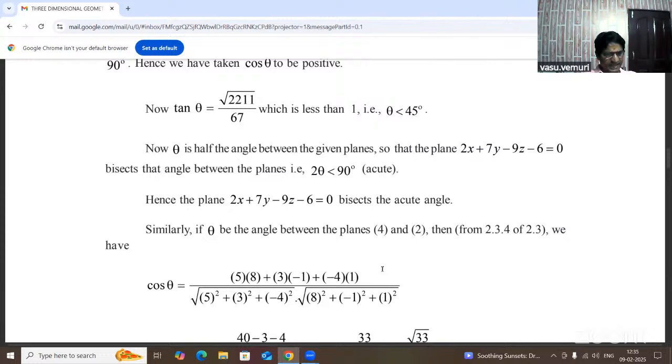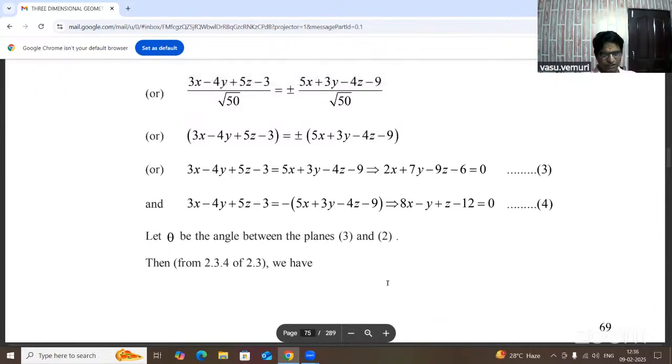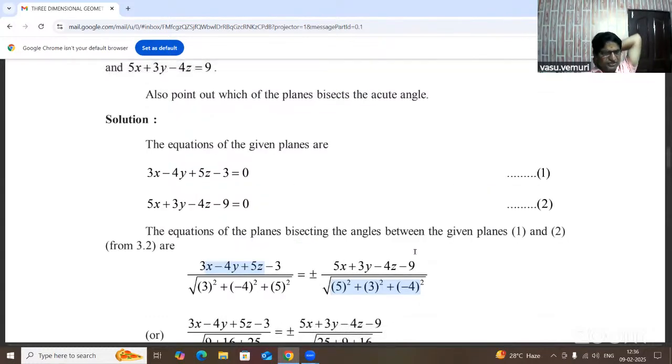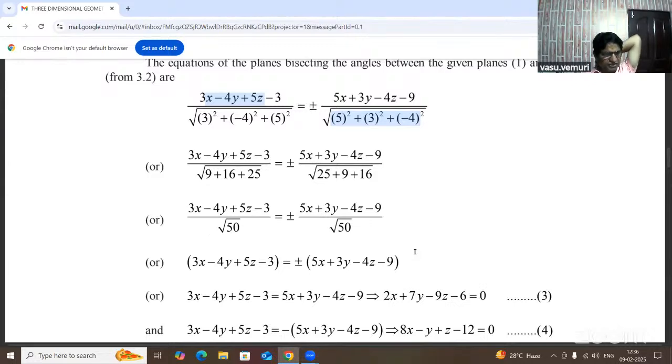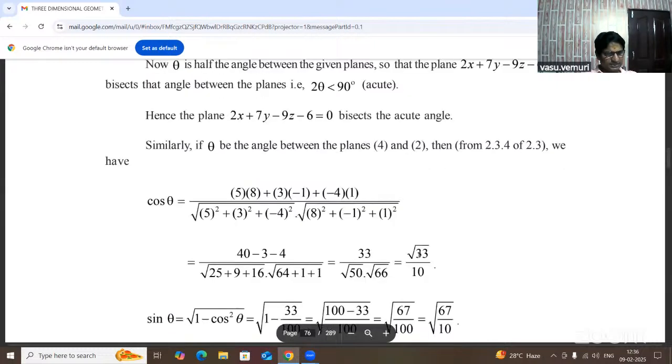Similarly, let theta be the angle between the planes, the fourth equation, meaning the second bisecting plane, and the second equation. Cos theta equals 5 into 8, plus 3 into minus 1, plus minus 4 into 1. The fourth equation is the second bisecting plane, and the first plane is 3x minus 4y plus 5z minus 3 equal to 0. The second equation is 5x plus 3y minus 4z minus 9.